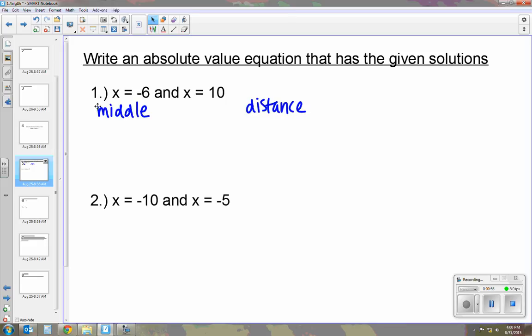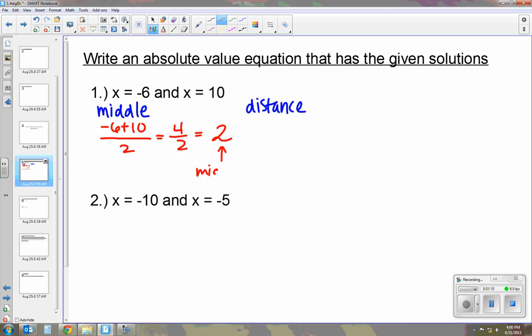So this is what I mean. To find the middle of two numbers, we find the average. So we do -6 plus 10, and of course we divide that by 2. So we get 4 over 2, so we get 2 as the middle. All right? And now the distance from 2 to 10 is 8.